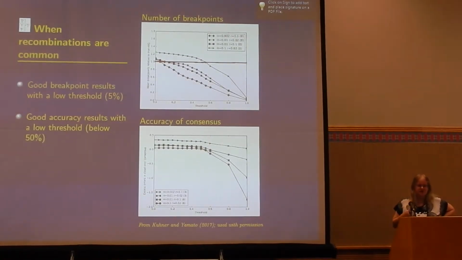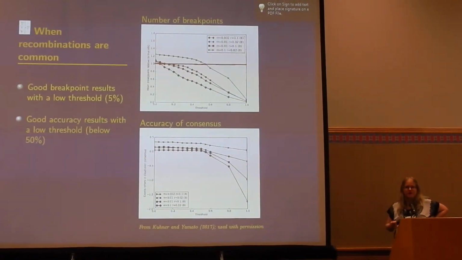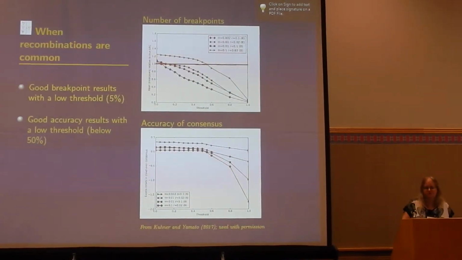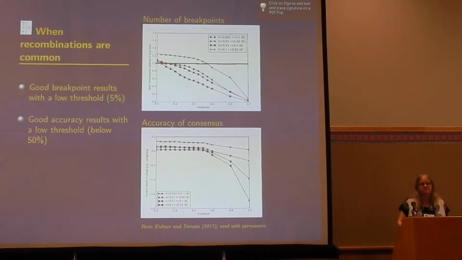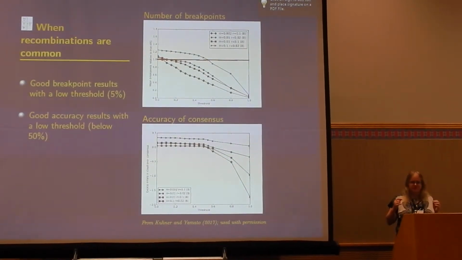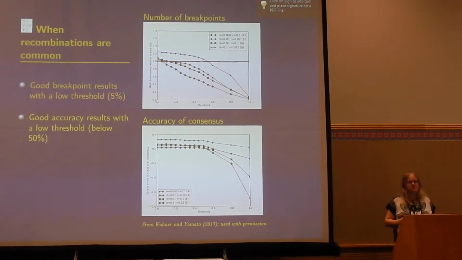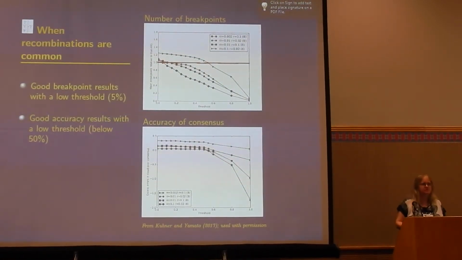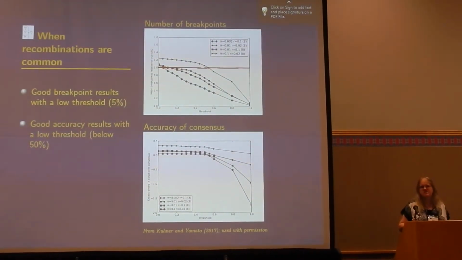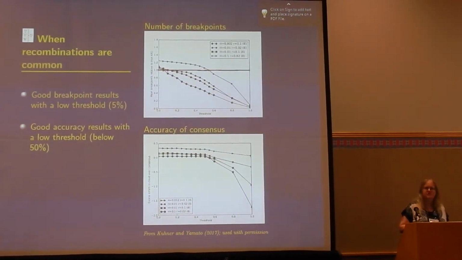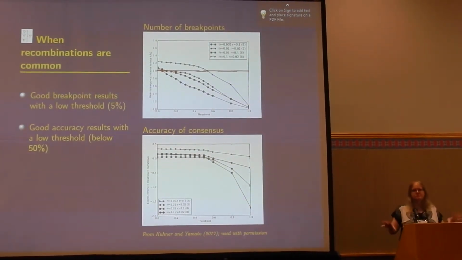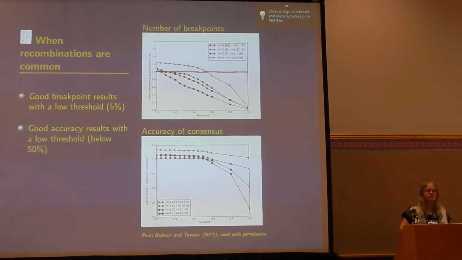If you dial up the recombination rate, you get relatively good breakpoint results with a low threshold. And here, threshold matters for accuracy as well. If you start being very conservative, if you start saying, I'm not going to consider a breakpoint unless it was in 50, 60, 80% of my ARGs, you start to get to the point where your consensus is a worse representation of the truth than a random member of the cloud would be, which is undesirable. So the overall result of these simulations is that the threshold actually should be quite low. That surprised me very much. If a recombination shows up in even 5% of the trees in your cloud, it's worth considering putting it in.